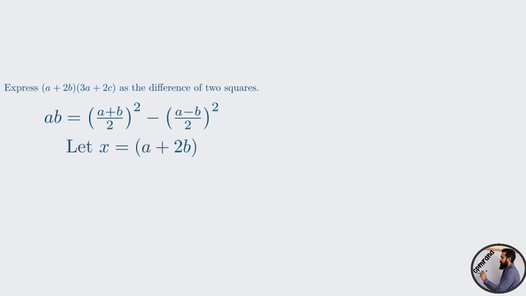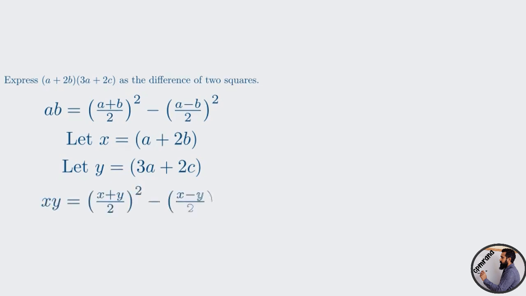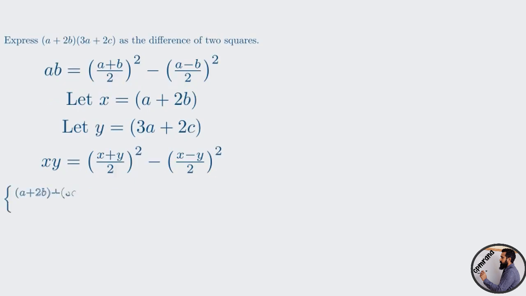In our problem, let's treat the first parentheses, a+2b, as our x, and the second parentheses, 3a+2c, as our y. Using the identity, we can write the product of these two expressions as ((x+y)/2) squared minus ((x−y)/2) squared. Substituting our original expressions back in, we get this large structure. Notice how we are simply following the template of the identity. This is the crucial first step.